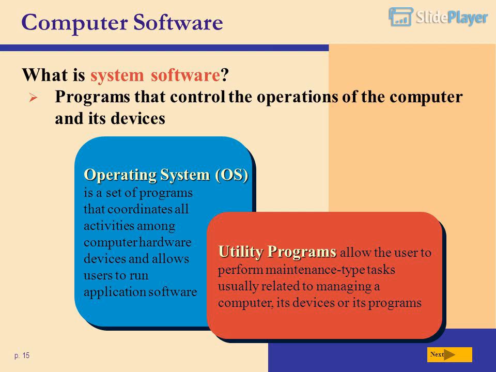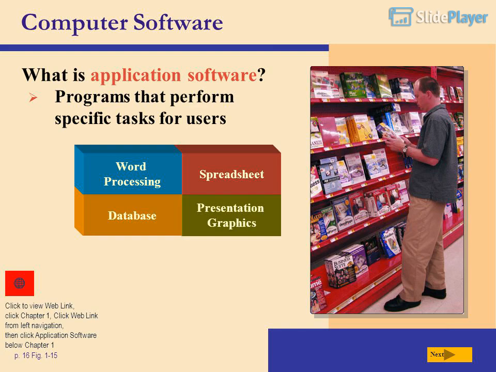Next, computer software. What is application software? Programs that perform specific tasks for users: word processing, spreadsheet, database, presentation graphics. Click to view web link, click Chapter 1, click web link from left navigation. Then click Application Software below Chapter 1.